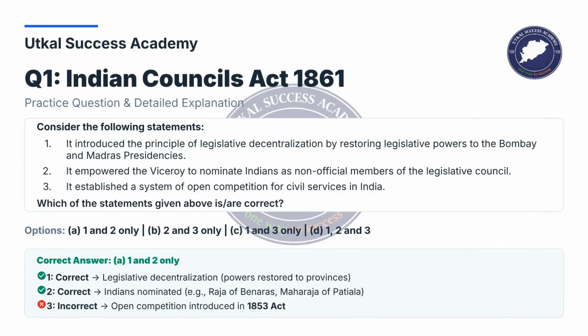Question 1 on the 1861 Act. Statements 1 and 2 are correct concerning legislative decentralization and the Viceroy's power to nominate Indians. Statement 3 is incorrect, as open competition for civil services began in the 1853 Act. The correct option is A.